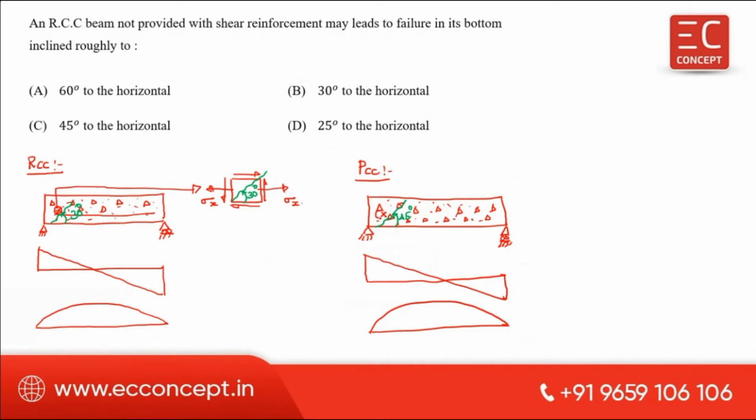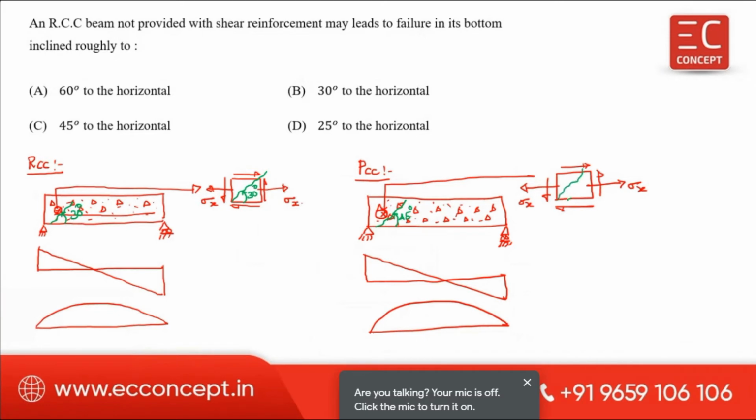Take a point somewhere here and try to analyze this. If you analyze this point, then you know this is the shearing stress. Okay, this is shearing stress, and this is the bending stress sigma x, and this also bending stress sigma x. And here the failure which has happened in the PCC is around 45°. After analyzing this, you will get the failure is around 45 degrees.